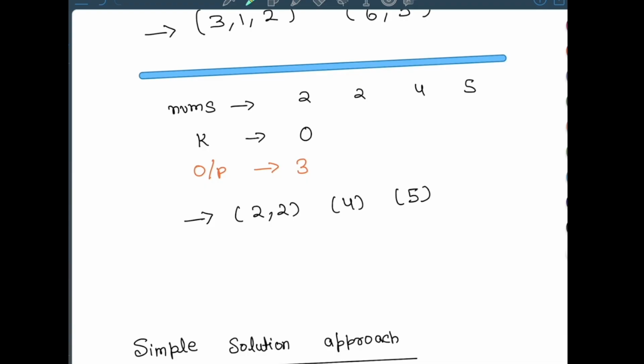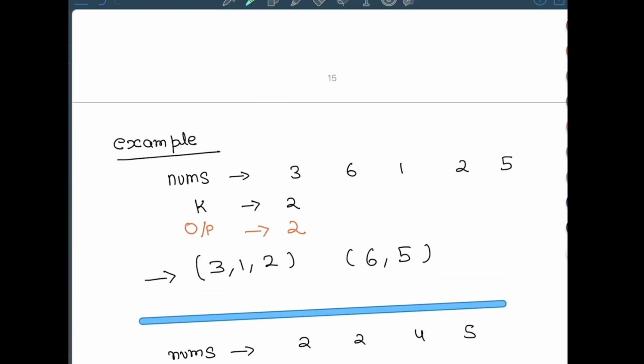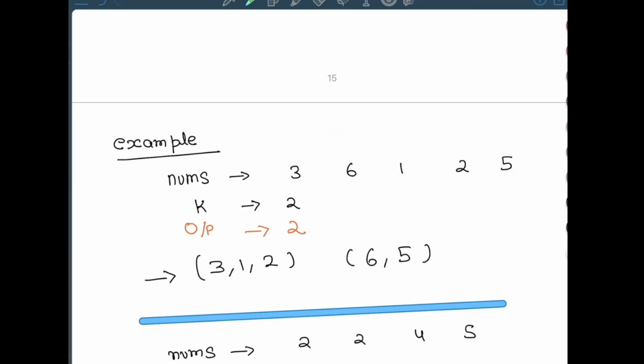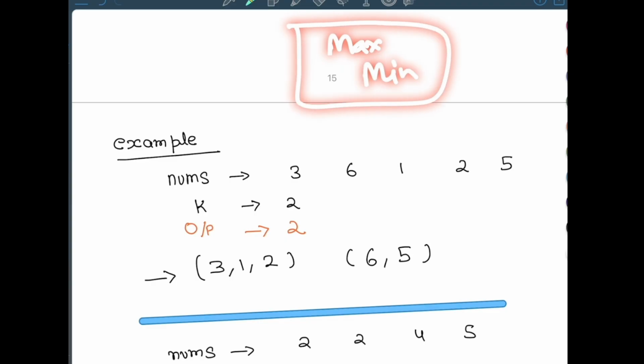Now, before I reveal the solution approach, I want you guys to answer one question: what is the goal we have in this particular problem? See, the goal is to break our data into multiple groups. But what is the condition based on which we are breaking the data? The condition is that the max and the minimum element should be as close as possible.